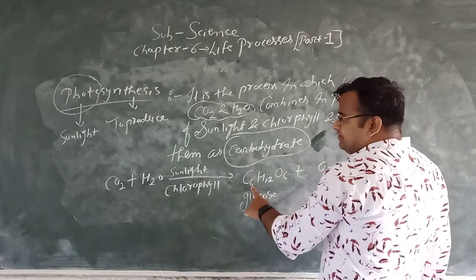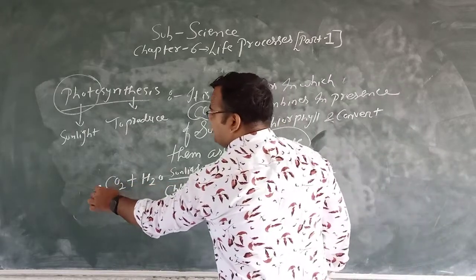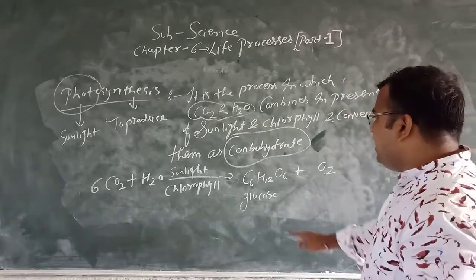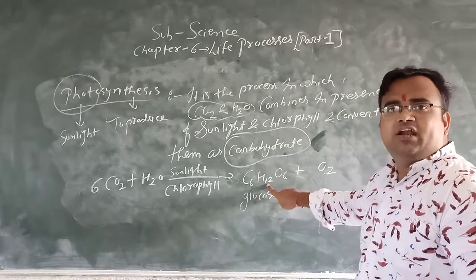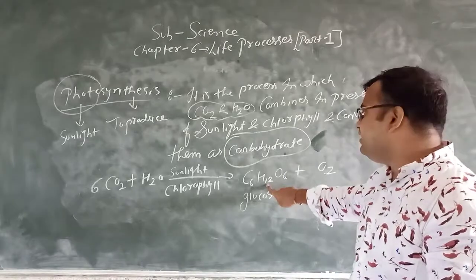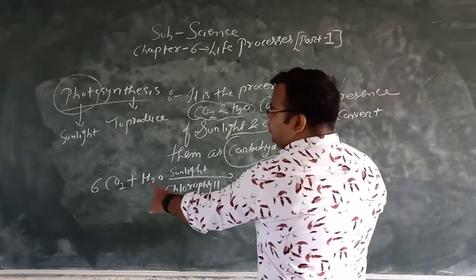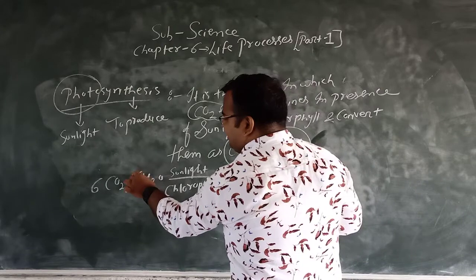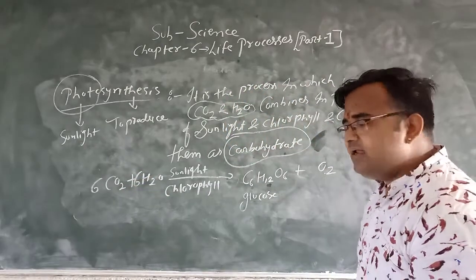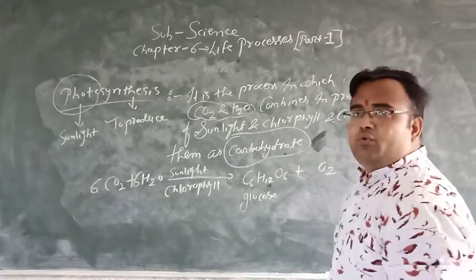See, 6 carbon is there and here only 1 carbon is there, so we multiply it by 6. Then, how many hydrogen are there? 12. In the product, the number of hydrogen is 12. So, here 2 hydrogen is there. If we multiply this hydrogen by 6, there would be 12 hydrogen. Clear? Now we calculate oxygen.